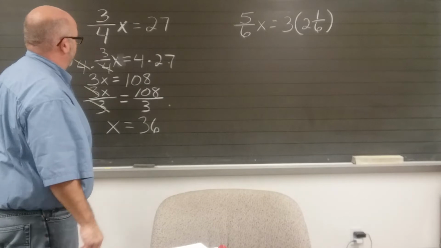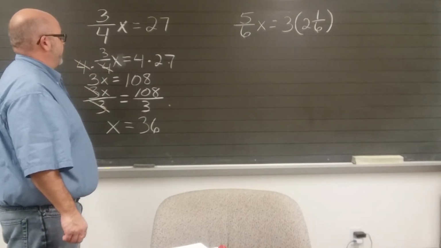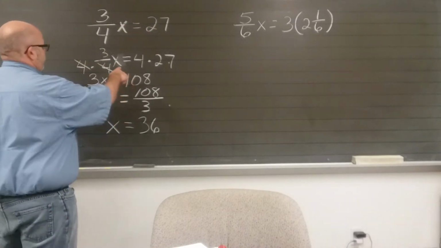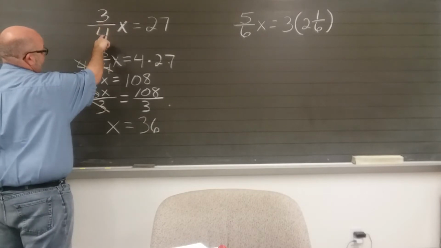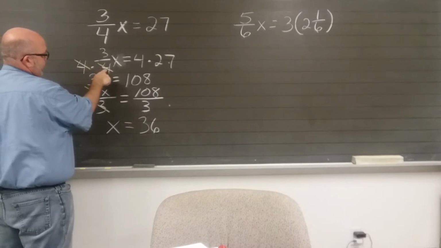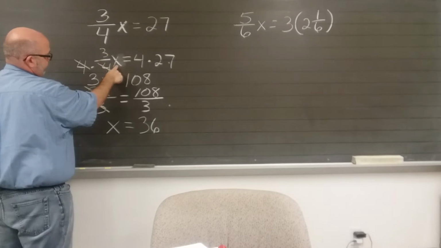Okay, you can check your work. If you go 3/4 times 36, you will find that that equals 27. Okay, so you have a fraction. This means 3 divided by 4. So the opposite of divided by 4 is times 4. 4 times 4 gets rid of the 4s. All you have left is 3x.